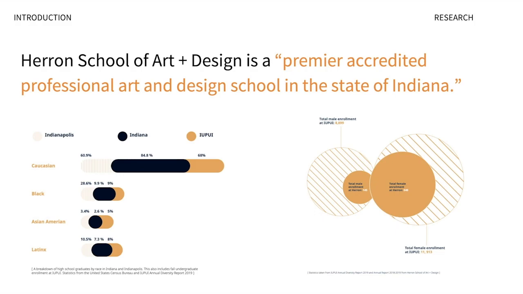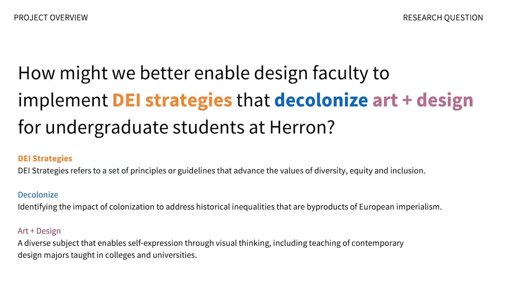Indianapolis is a Midwestern city home to a large youth population with young people of color representing a substantial segment. Herron School of Art and Design, just like many other institutions throughout the Western Hemisphere, is part of a larger educational apparatus that has been molded by Eurocentric educational values. As a result, I base my research question on how might we better enable design faculty to implement DEI strategies that decolonize art and design for undergraduate students at Herron?